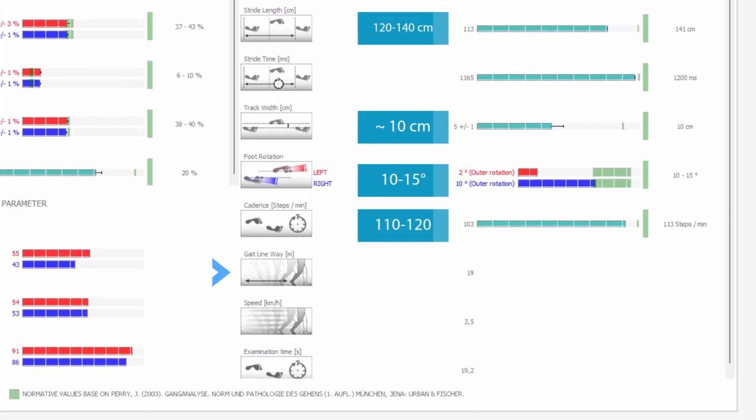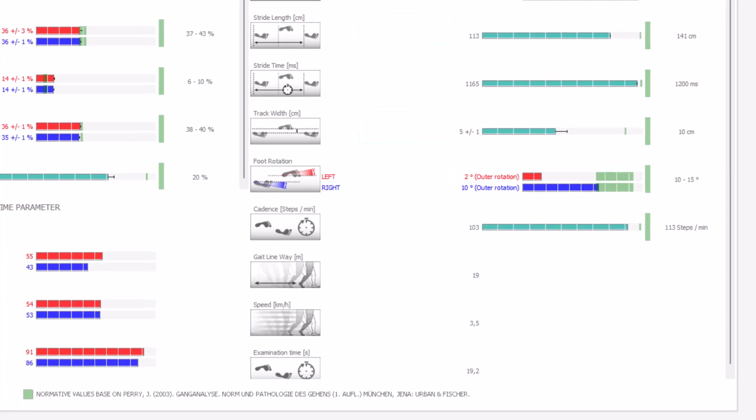The parameters gait line way, speed, and examination time are purely informative. Here you can check again how fast the treadmill was set, how long the measurement lasted, and which walking distance results from it.